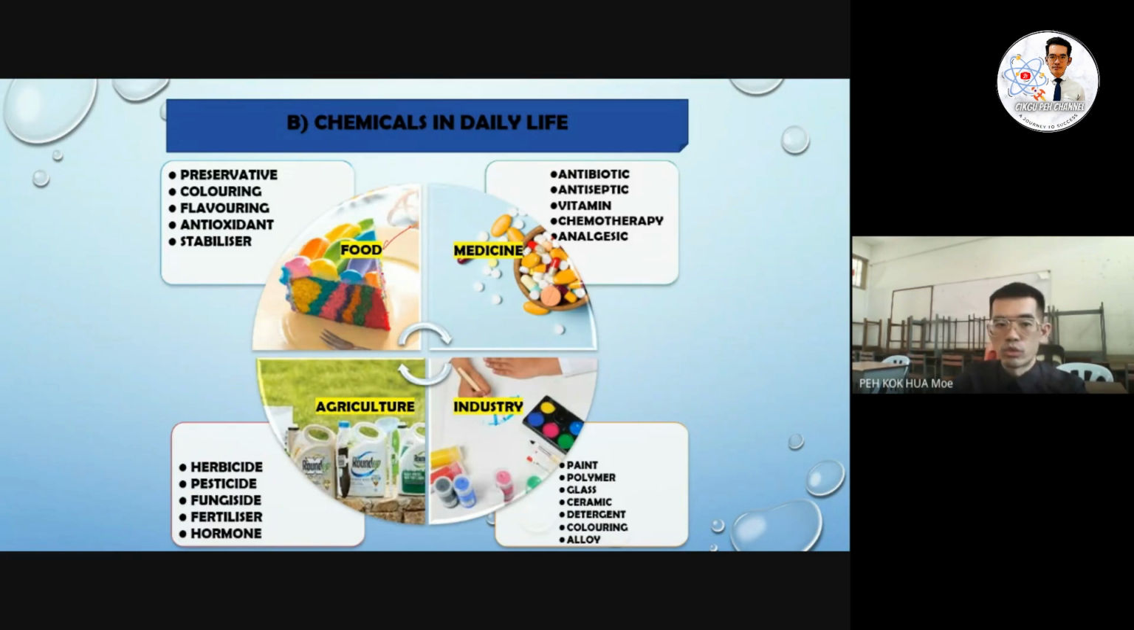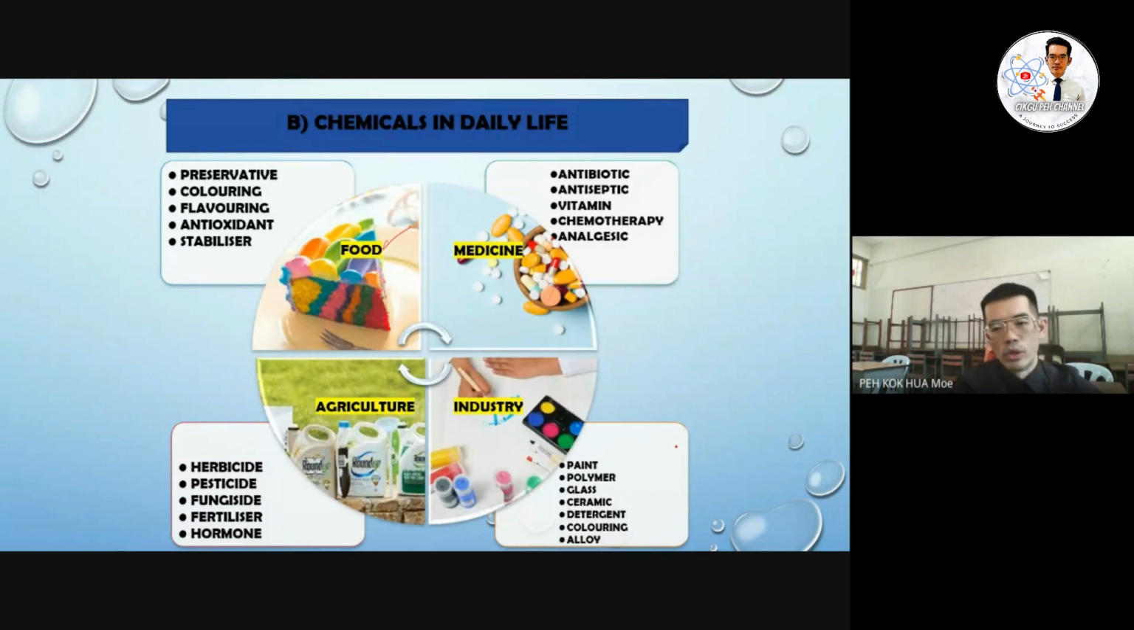So this is a cancer treatment. The drug used is a type of anti-cancer. And then we have the analgesic. Analgesic refers to the painkiller. So this is the chemical related to medicine. And the last one I think is quite straightforward. This is the chemical used in industry. They are paint, polymer, glass, ceramic, detergent, coloring, and alloy.